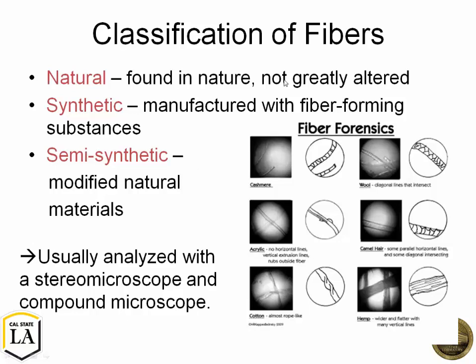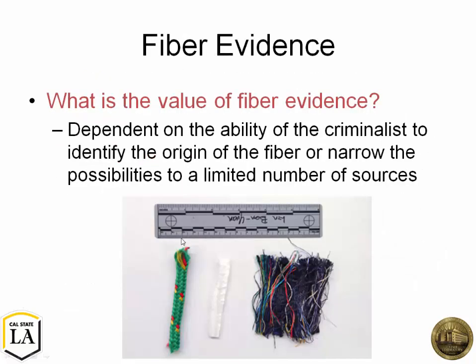Natural, again, is found in nature, not greatly altered. Synthetic is manufactured with fiber-forming substances. Semi-synthetic is modified with natural materials. There are interesting ones we've described already, but others would be cashmere, wool, camel hair, hemp. Acrylic would be another one that I haven't mentioned before. All these can be fibers. Usually, you can analyze this with a stereo microscope or a compound microscope.